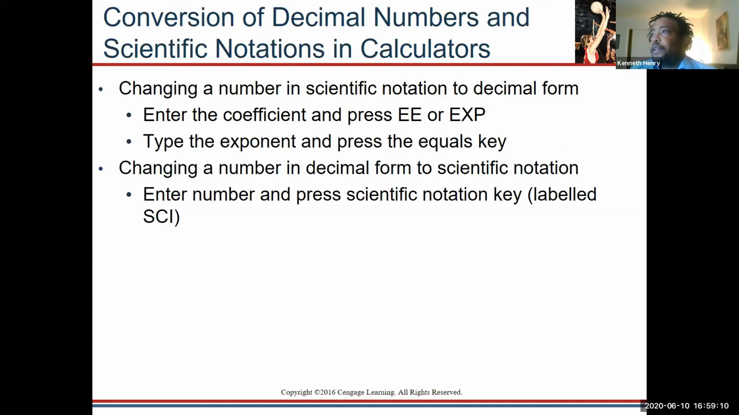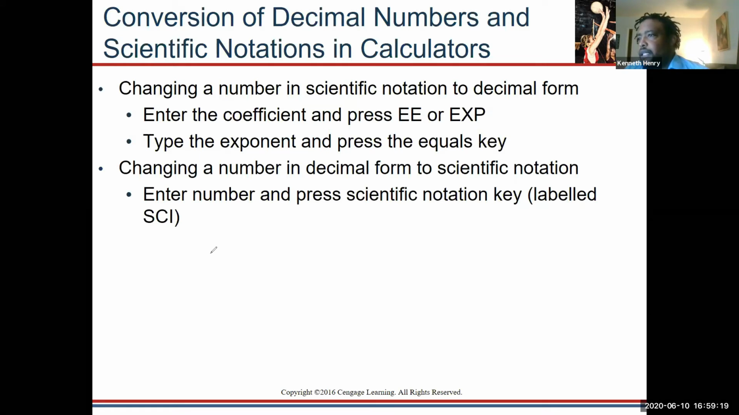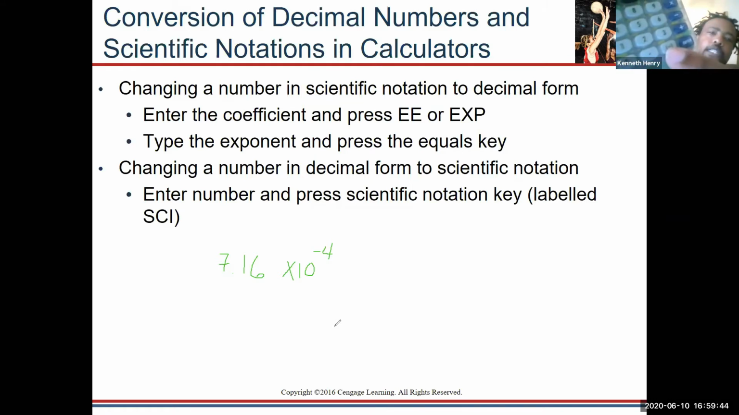So what I'd like you guys to do is just to test it out, either on your phone or on your calculator. I want you to write this number. Okay, so the way you would do it on your calculator, you wouldn't use a minus sign. You wouldn't use this minus sign. You'd use this right here. And usually it's in parentheses. Sometimes it'll say plus minus.